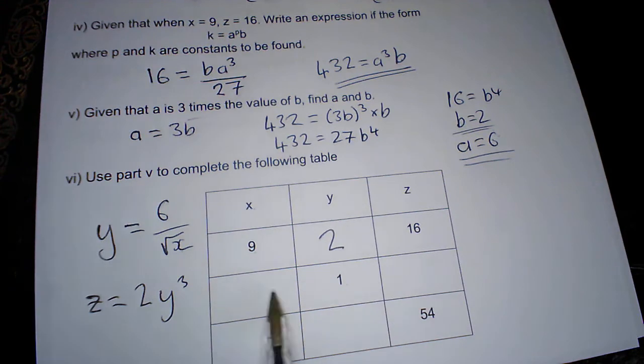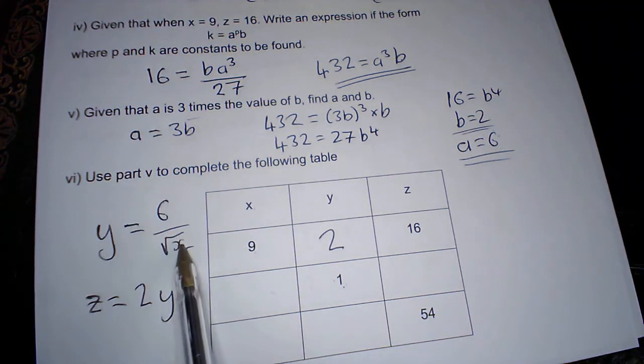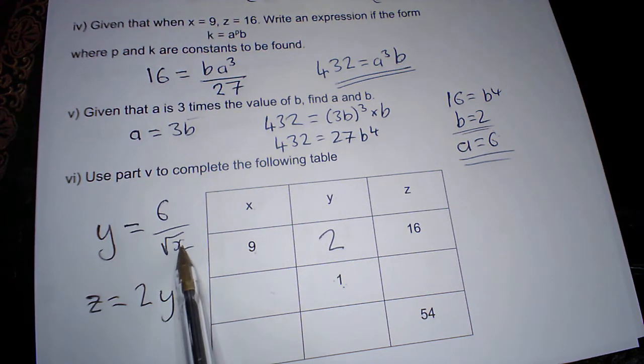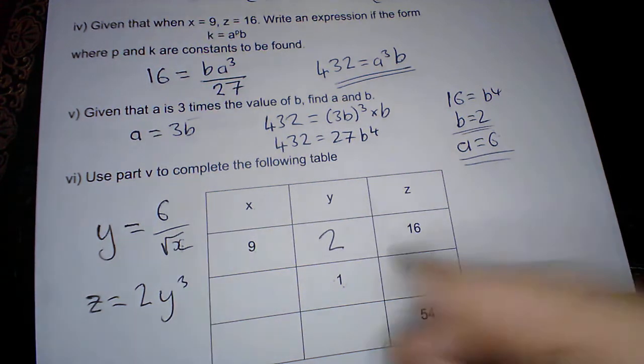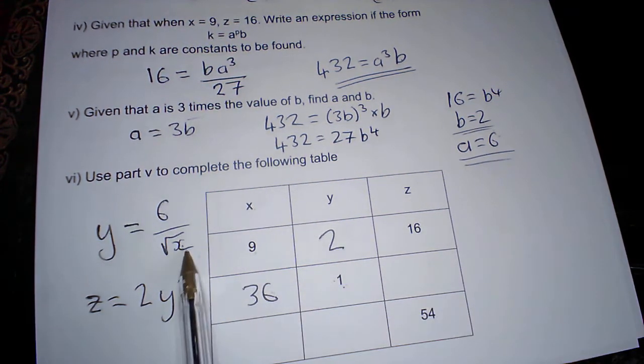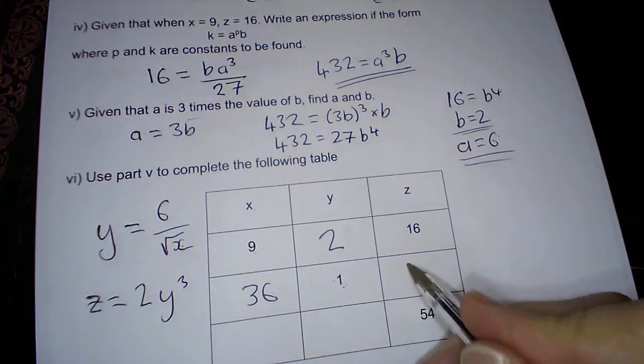Let's have a look at this. Well, y is 1. What must x have been? Well, 6 over the square root of x is 1, so square root of x must be 6. X has got to be 36. Try it out. Square root of 36 is 6. 6 over 6 is 1. That works. Y cubed, 1 cubed times 2. That is 2.